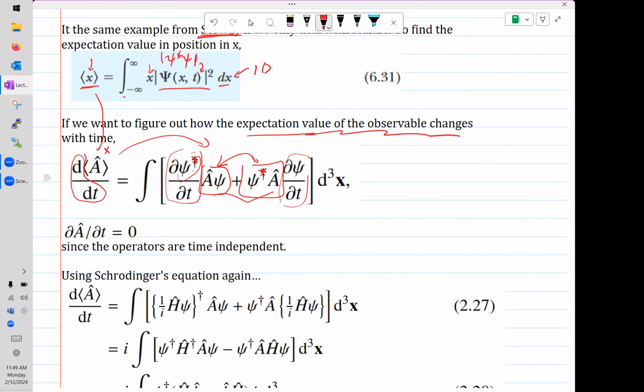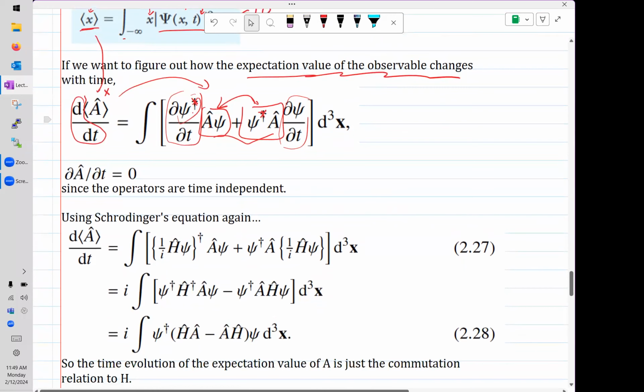And the thing is, these are not in the same order. In one, you did the operator on psi first. In the other one, you did the operator on the derivative first. And if the operator is time independent, the partial derivative of the operator with respect to time should be 0. So therefore, you can actually set this whole term equal to 0. Am I making sense?